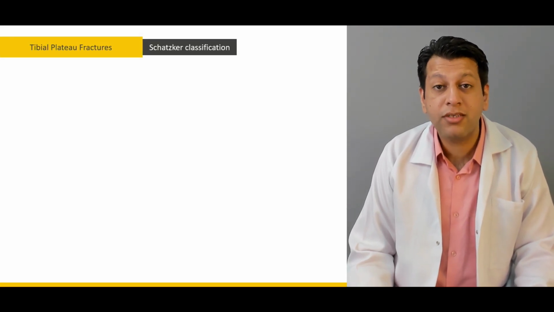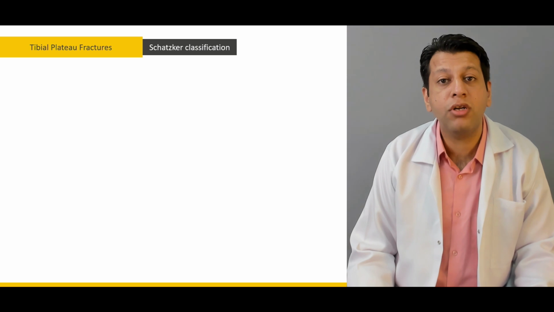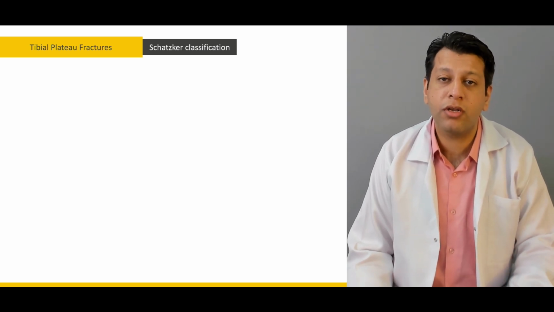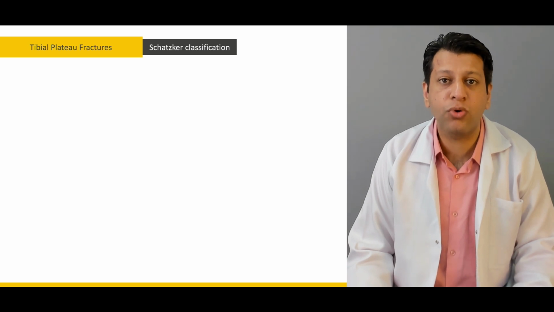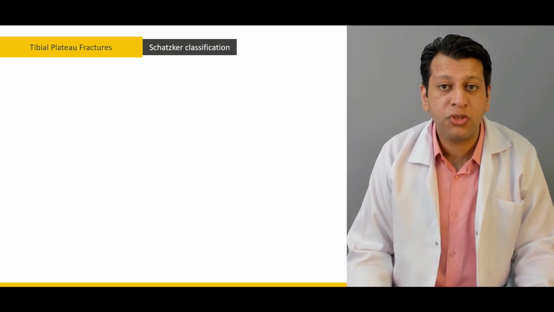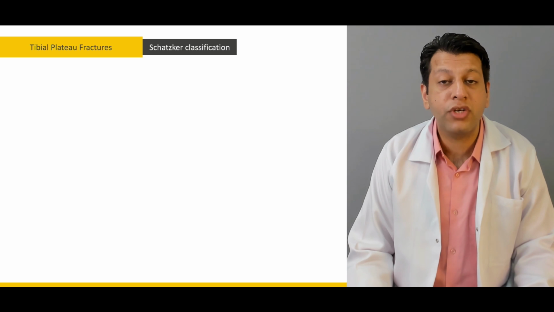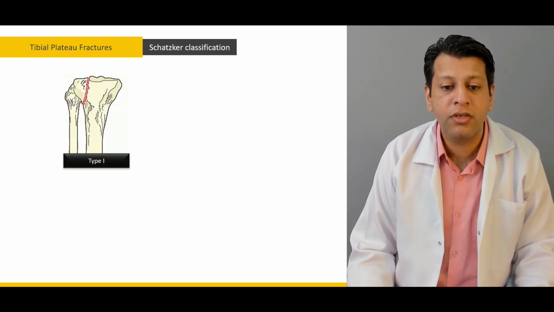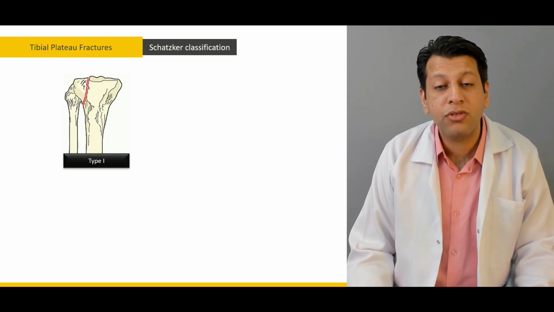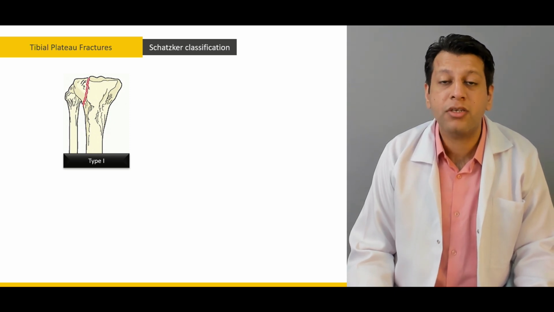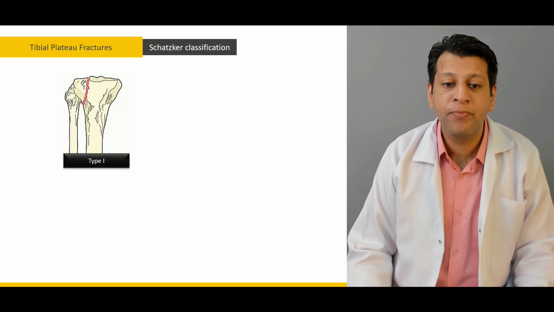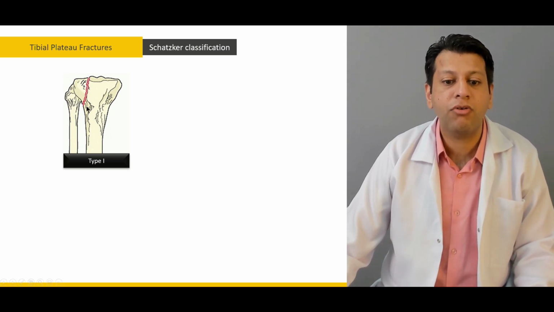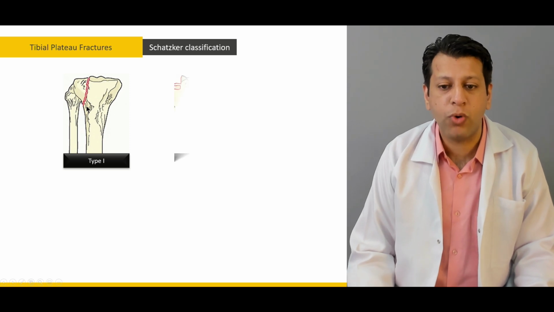As I told you, there is the Schatzker classification and there is the Hall and Moore classification. But the Schatzker classification is more commonly used in practice, especially when we are dealing with the treatment of proximal tibial fractures or tibial plateau fractures. It has a total of 6 types. Type 1 starts from the lateral tibial condyle. This is a split fracture of the lateral tibial condyle, making it type 1.